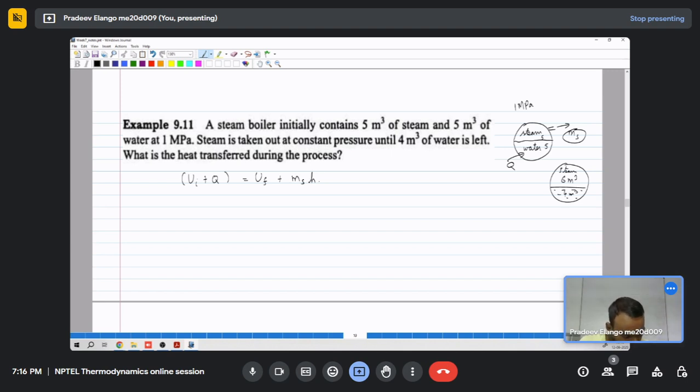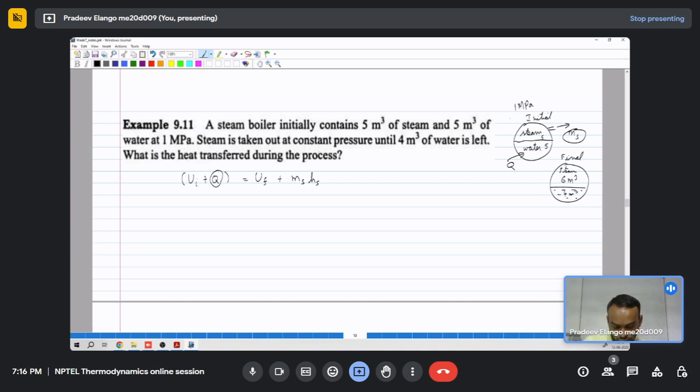Okay, so initially we have some internal energy, this is the initial state. We had some internal energy and some heat is transferred, and then that became the final state of a similar system with some different internal energy. We have also taken out some enthalpy of the steam with some ms. So mshs is the energy that is taken out. This way we have balanced the energy, and we can calculate the Q.